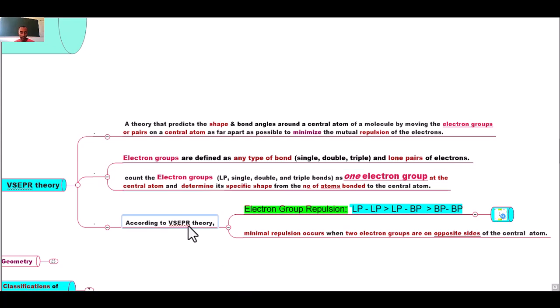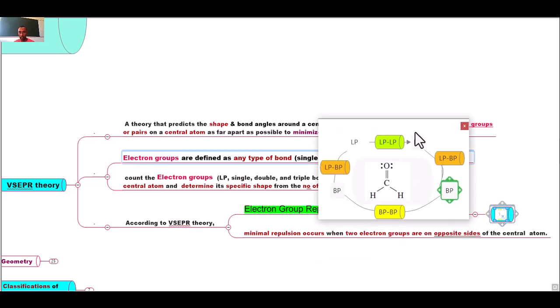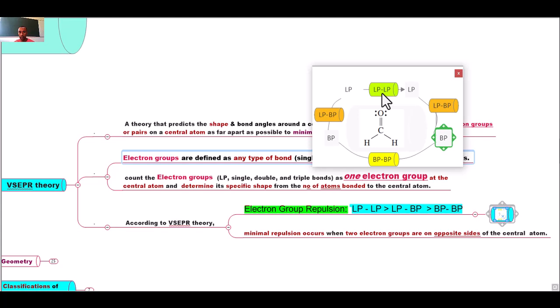According to the valence shell electron pair repulsion theory, the order of electron group repulsion is this one. The repulsion between lone pair and lone pair is greater than the repulsion between the lone pair and the bond pair, and this is greater than the repulsion between bond pair and bond pair. See this diagram. The lone pair repulsion is between this lone pair and this lone pair, and the lone pair bond pair repulsion is between this lone pair and this bond pair, or this lone pair and this bond pair, and the repulsion between bond pair and bond pair is between this bond pair and this bond pair.